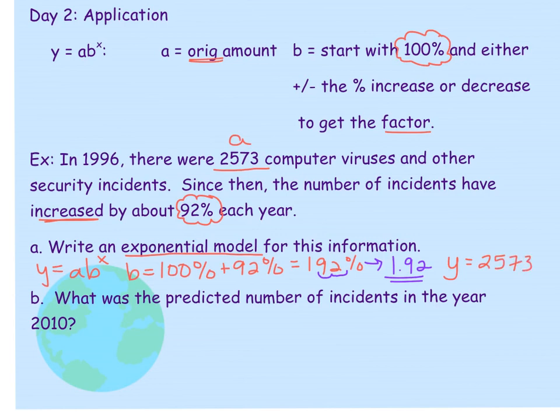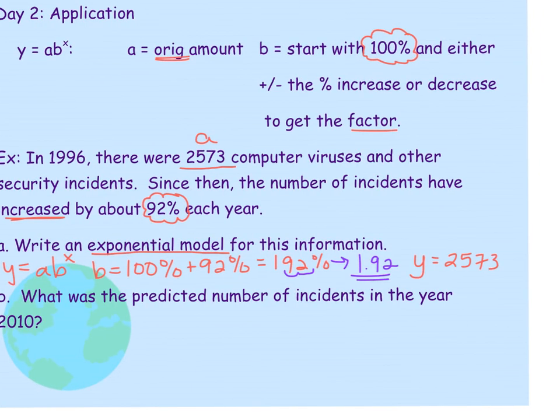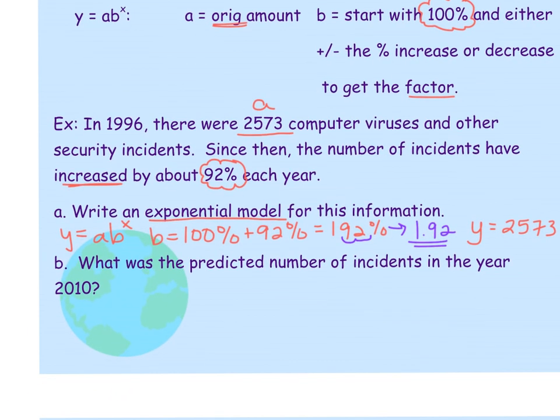Well, I'm going to run out of room here. Hang on. I'll slide my screen over just a little bit to get that to fit. Times b, which I'm going to put in parentheses, 1.92 to the x power. This means for any given year, we could determine the new amount of viruses and security incidents. So down below, it says, what is the predicted number of incidents in the year 2010?